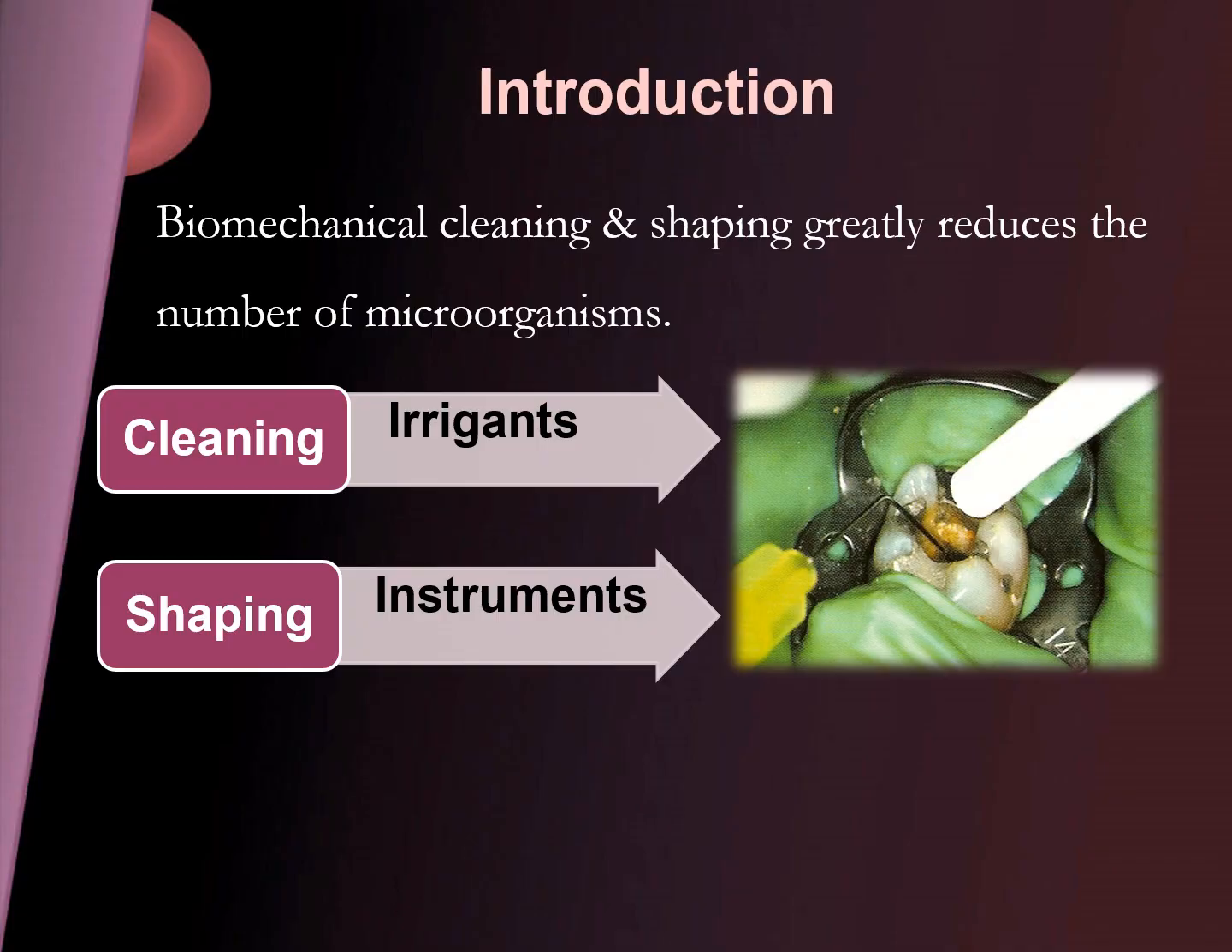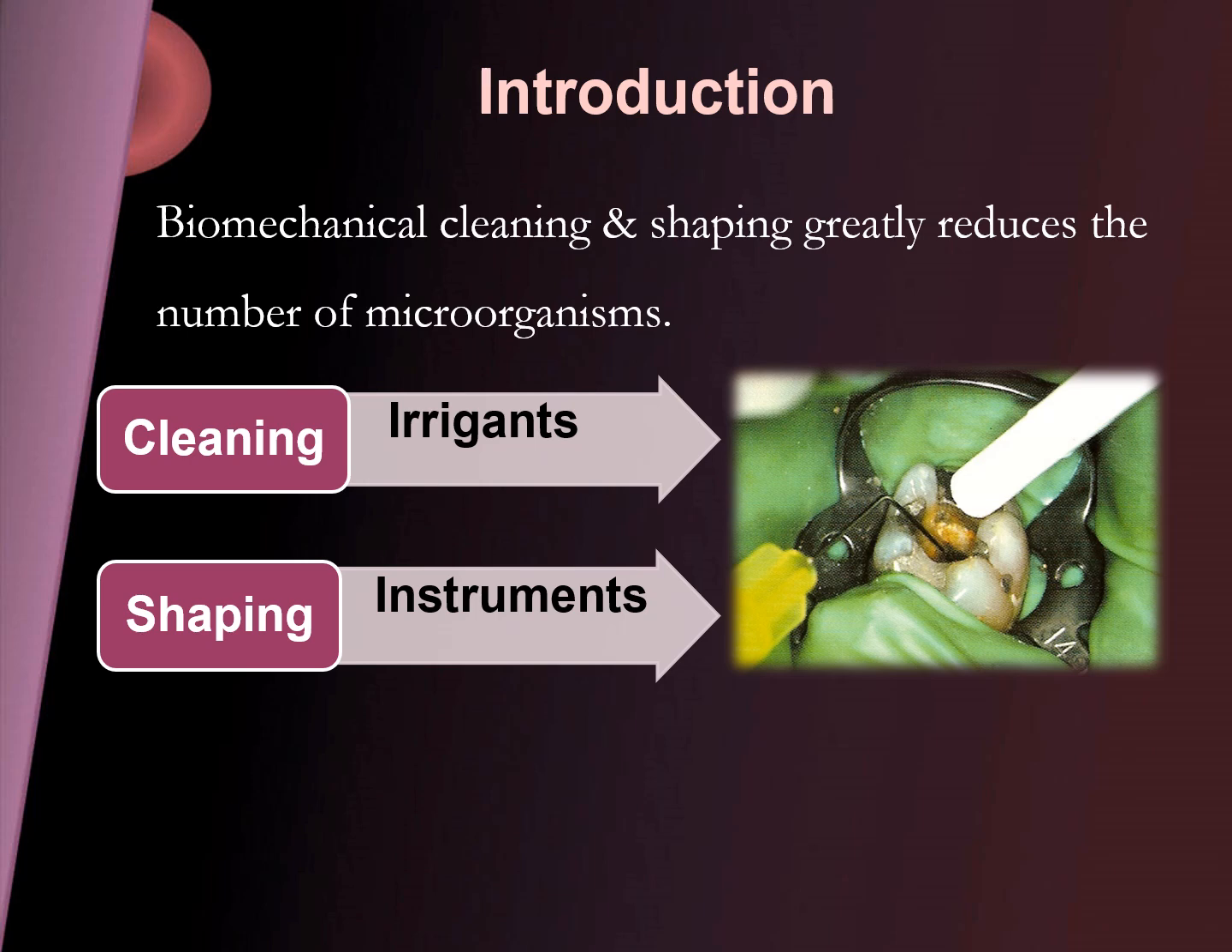The prime objective of root canal treatment is to eliminate pathogenic microorganisms from the infected root canal and to prevent reinfection. Now, how is that possible? It is by biomechanical preparation, that is, cleaning and shaping. The biomechanical cleaning and shaping greatly reduces the number of microorganisms. It is generally believed that instruments shape and irrigants clean the root canal system.